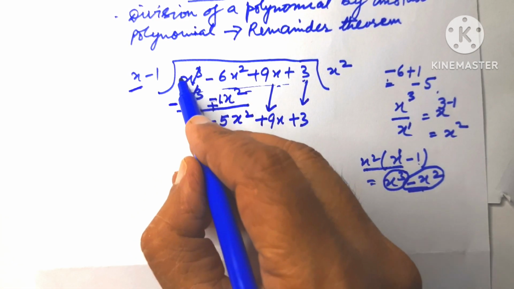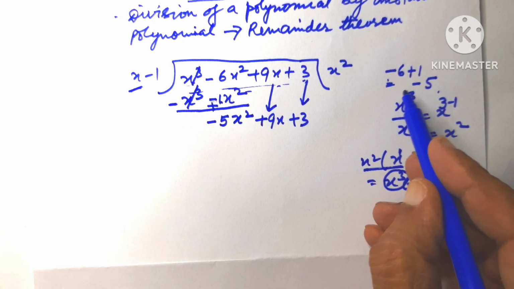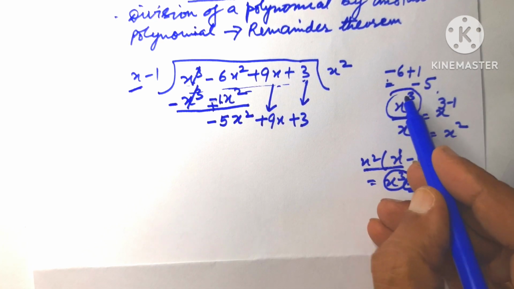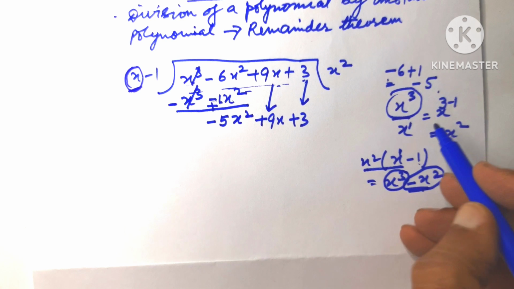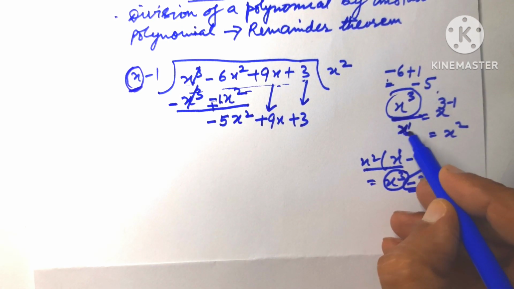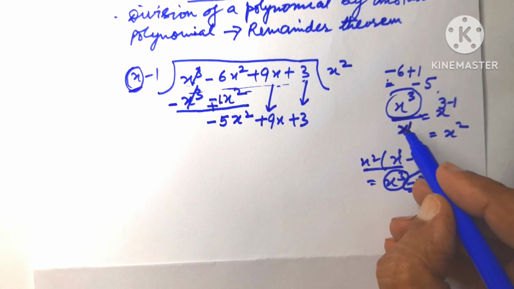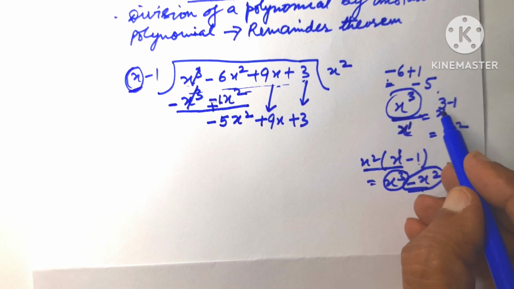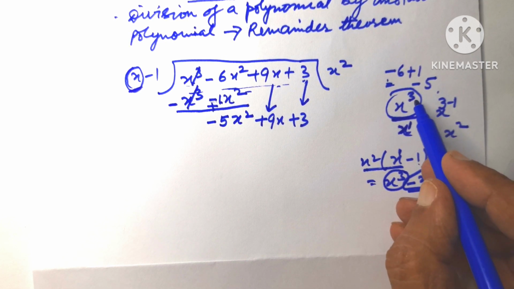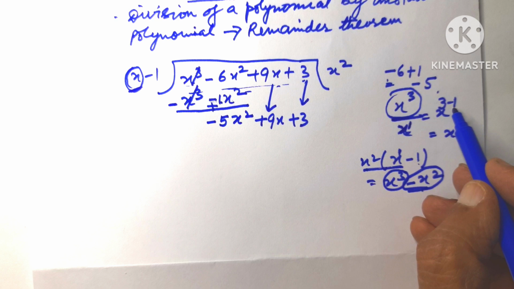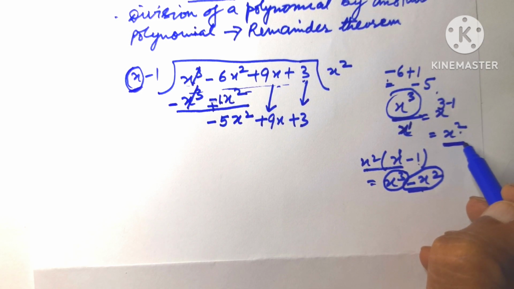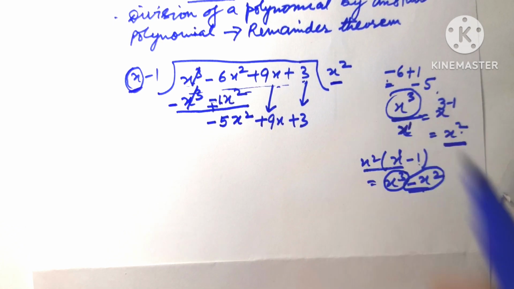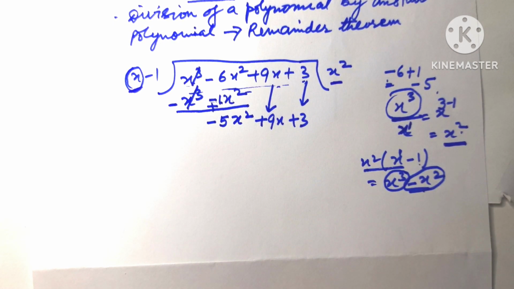The first term of the dividend is x cube. Divide it by the first term of the divisor. Now there is a division, so powers will be subtracted. 3 minus 1 is 2, x to the power 2. This is the quotient. We write it in the quotient.